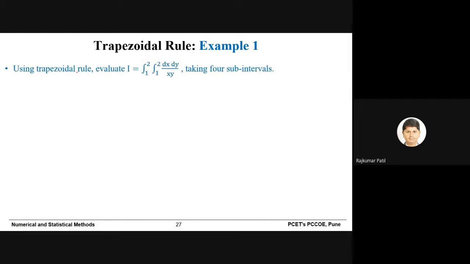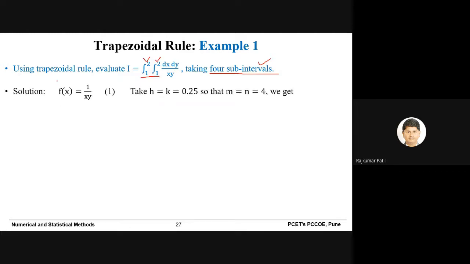Using the trapezoidal rule, evaluate I is equal to integration 1 to 2, again integration 1 to 2, dx dy upon x plus xy, taking 4 subintervals. So for both x and y, the number of subintervals must be 4. And when you look at the upper and lower limits of the integration, they are the same for the first and second integration, that is 1 to 2.